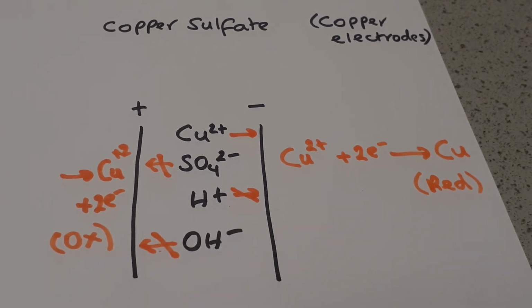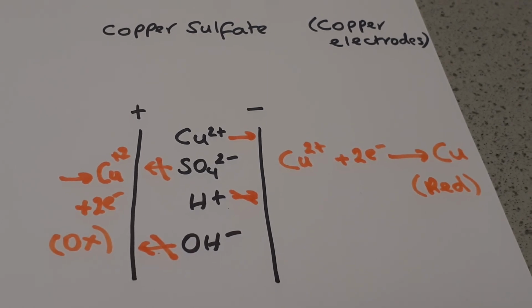So those are our electrolysis of solutions. They occur because the ions are free to move and carry the charge, and we can predict the products because of the reactivity series. Good luck with predicting the products of other electrolysis.